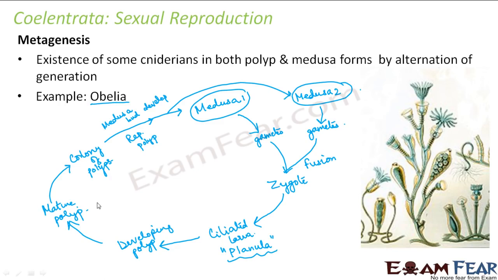So what do we see here? Here we had a polyp, and here we had a medusa. So from polyp to medusa, how was a medusa formed from a polyp? From polyp to medusa, it was formed by asexual reproduction. It formed by budding. But from medusa to polyp, how did this portion happen? This portion happened by sexual reproduction. So this is known as alternation of generation.